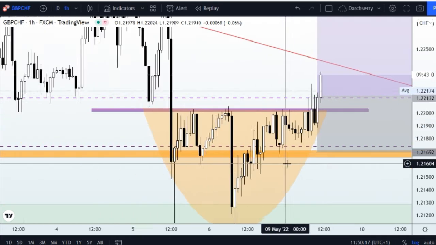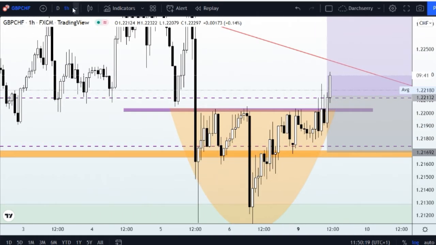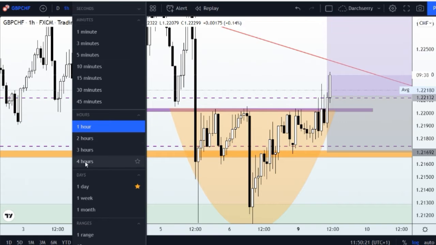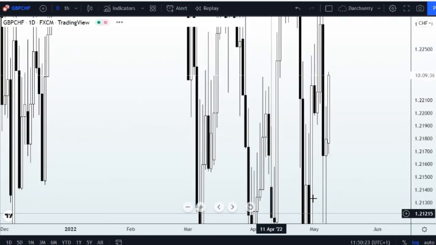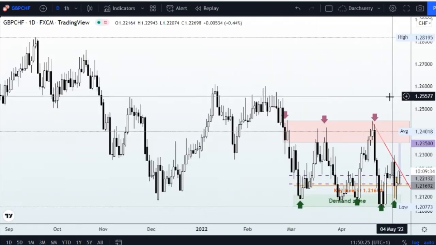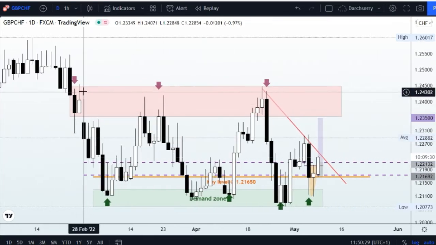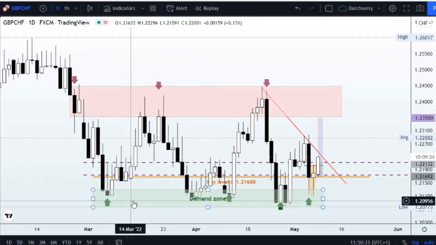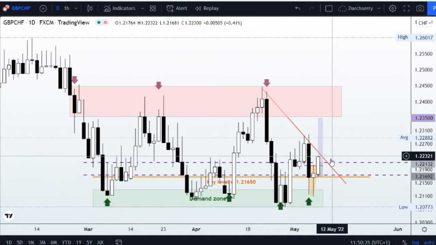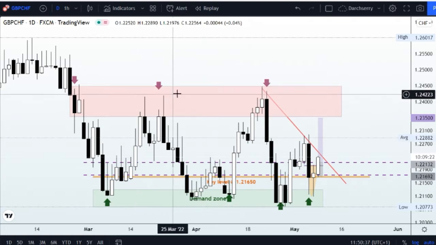So where will our take profit target be at this point? If we go back to the daily time frame, what we will see here is we identified we were in a consolidation phase since the beginning of March, where we have our supply zone right at the 1.24 area and a demand zone at around the 1.21 area. So what does this supply zone tell us?